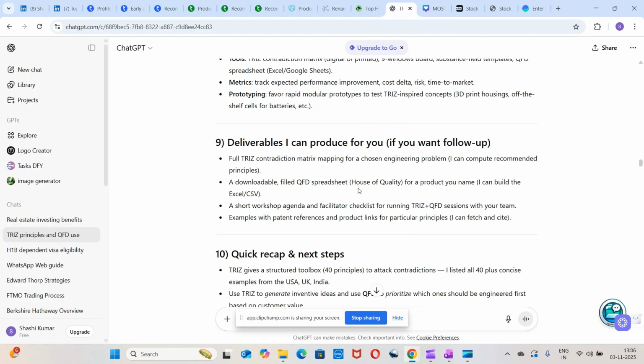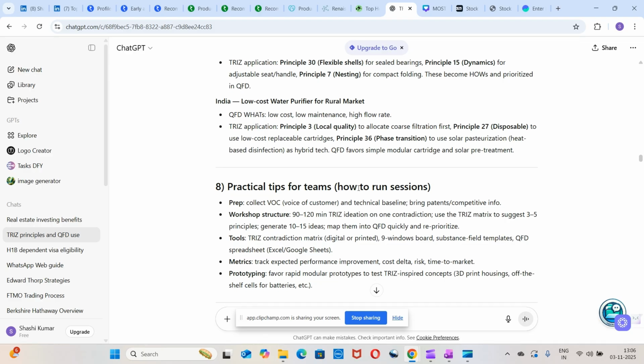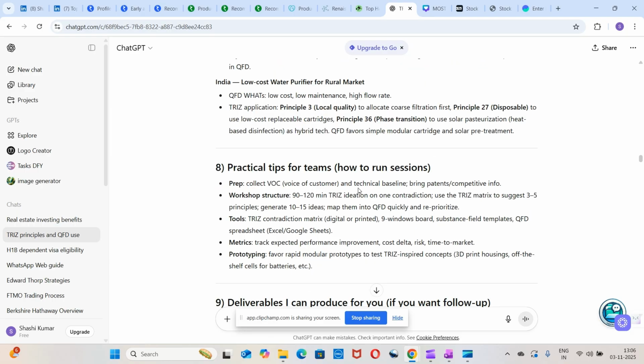Now let's see how we would convert this into a session to run together. The preparation work we need to do is collect the voice of the customer and technical baseline, then bring patents and competitive information. Workshop structure should be 90 to 120 minutes: discuss one contradiction, use 3 to 5 TRIZ principles to generate ideas, map them to QFD, and reprioritize. Tools we need are a TRIZ contradiction matrix, 9 windows board, substance-field templates, and QFD spreadsheets. Metrics we can track are expected performance improvement, time to market, cost delta, and risk.